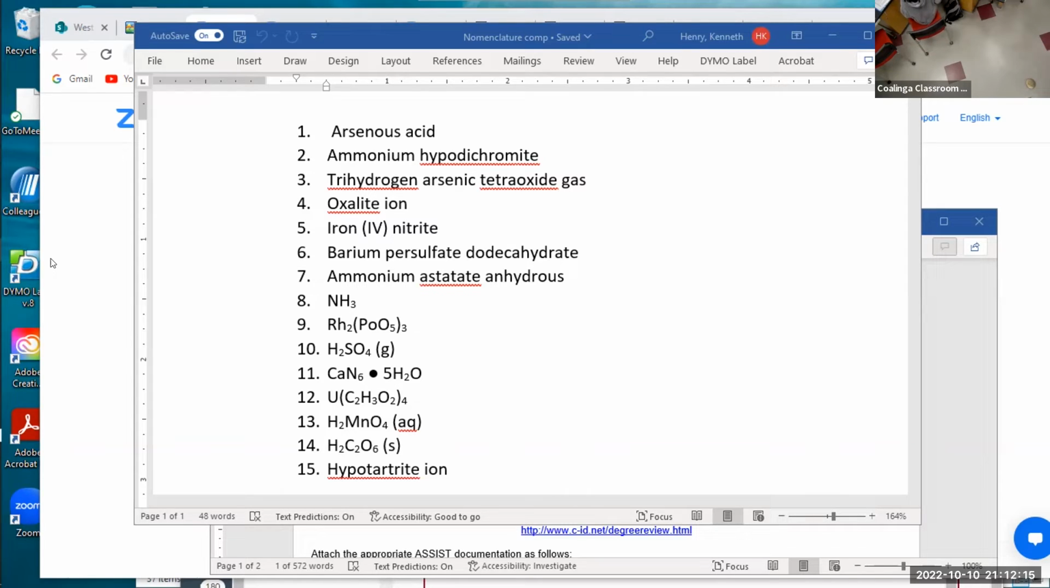Dihydrogen sulfate, H2. Nope, that isn't the dihydrogen sulfate formula. That was incorrect. So that's a gas. That's right. It is a gas. It's not called dihydrogen sulfate.